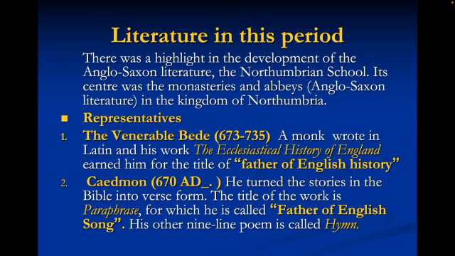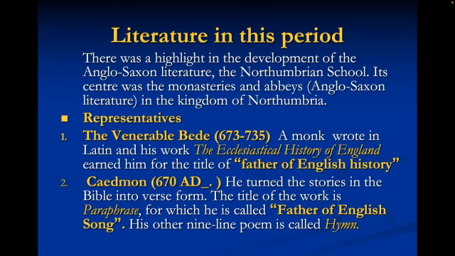Now, as we look at literature in this period, there was a highlight in the development of the Anglo-Saxon literature called the Northumbrian School. Its center was the monasteries and the abbeys in the kingdom of Northumbria. For example, you'll see the Venerable Bede from 673 to 735, who was a monk that wrote in Latin, and his work, The Ecclesiastical History of England, earned him the title the Father of English History.